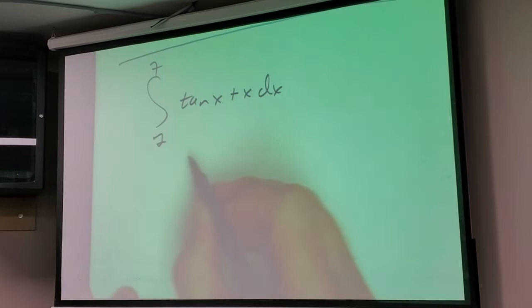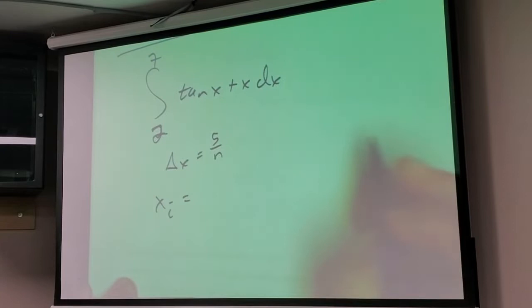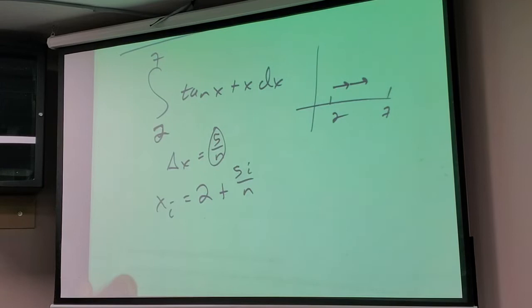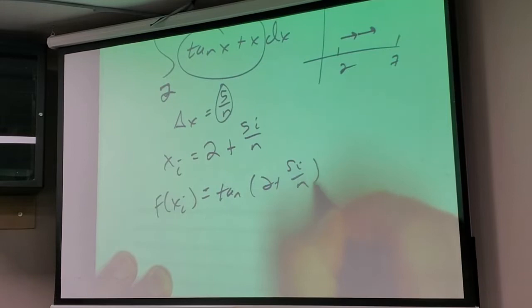What gets things started? Delta x. So that'll be 7 minus 2. I like it. And then what's xi gonna be? Yeah, because I know I'm starting at 2, and then I take so many steps. Ready with me? And then you got your f of xi. In this case, it would be tangent of 2 plus 5i over n plus 2 plus 5i over n.